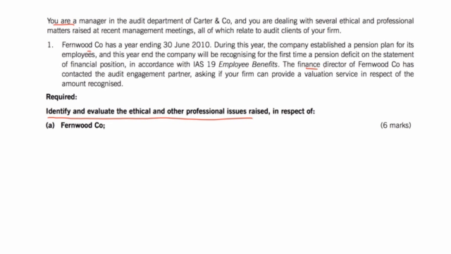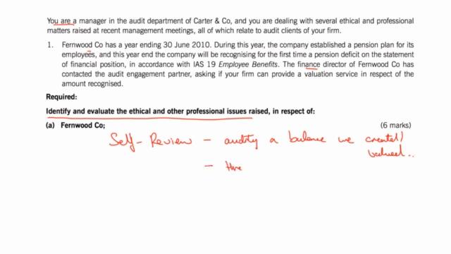So, first of all, you think, right, well, the issue here is clearly self-review. But in the exam, it's not enough just to say this is an example of a self-review threat. You have to explain why it is. And you say it will be because we will be auditing a balance that we created, that we valued. Therefore we might not be as objective as we could be, so it's a threat to our objectivity.